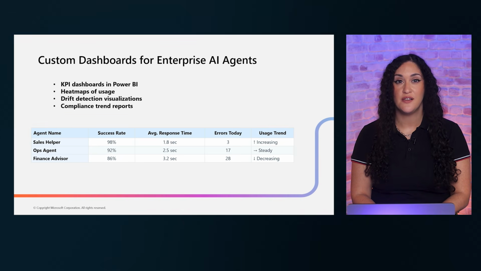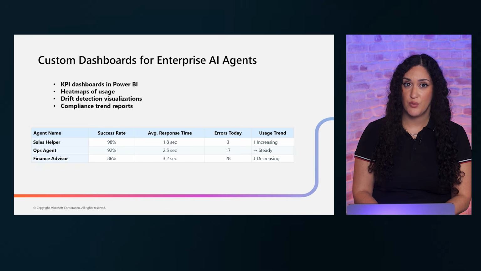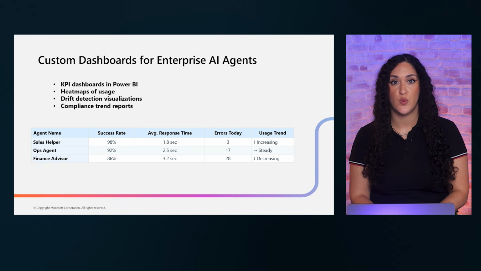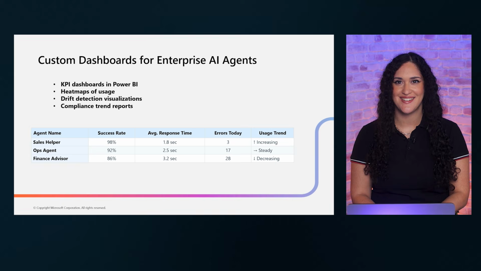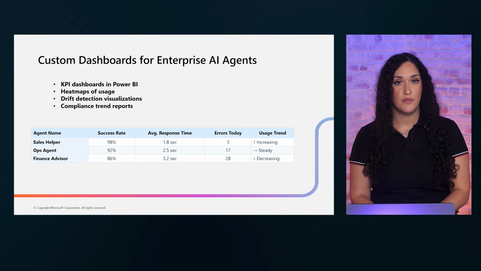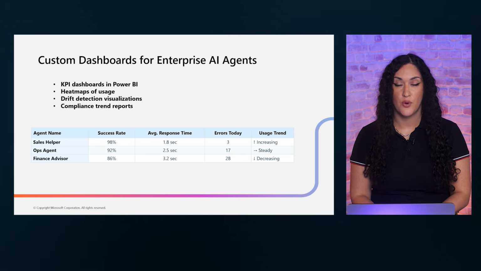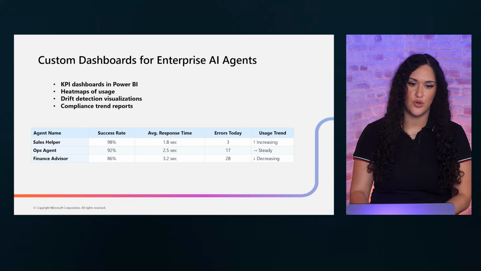Look at the example health summary here. Sales helper at 98% success with increasing usage. That is great. But finance advisor at 86% with decreasing usage? That is a red flag. Build dashboards that tell a story and prompt action, not just display numbers.